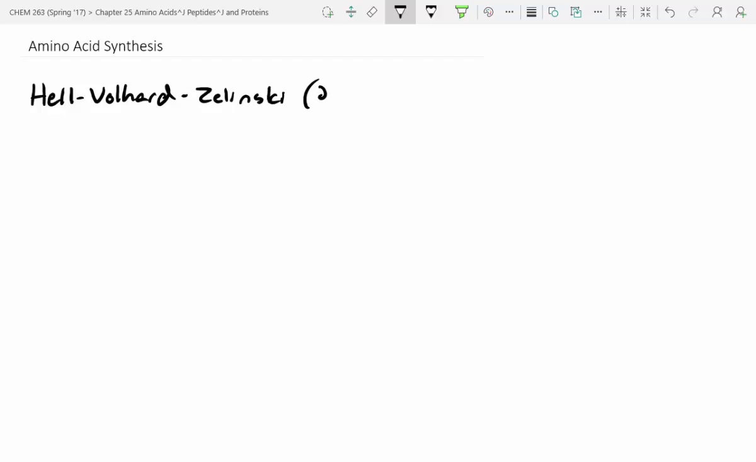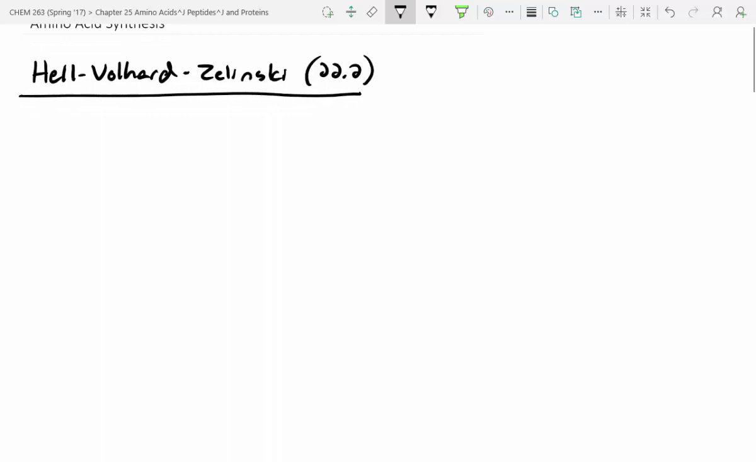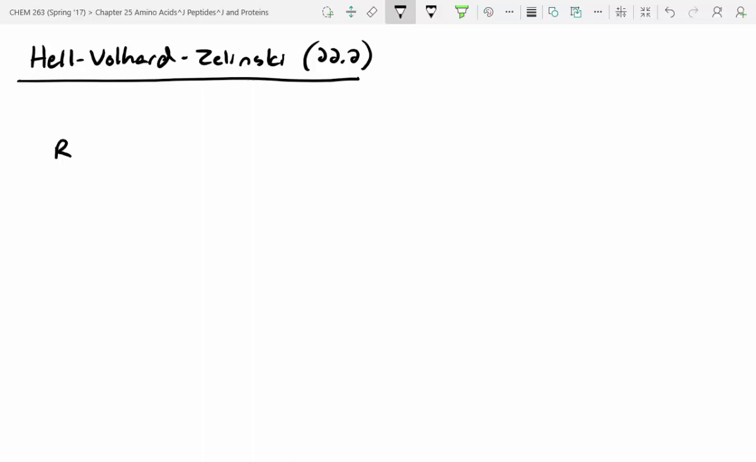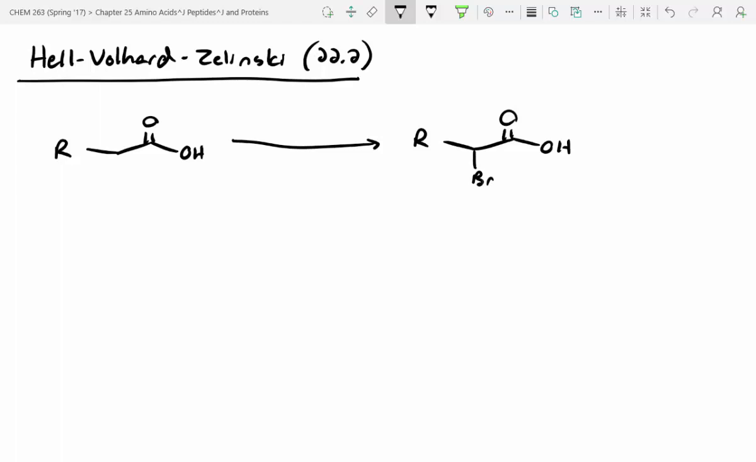If you remember, we covered this way back in chapter 22. Feels like an eternity ago. And that's the reaction where you alpha brominate a carboxylic acid, right? What reagents did we need to alpha brominate a carboxylic acid? Wasn't it acid and ion? Not quite.